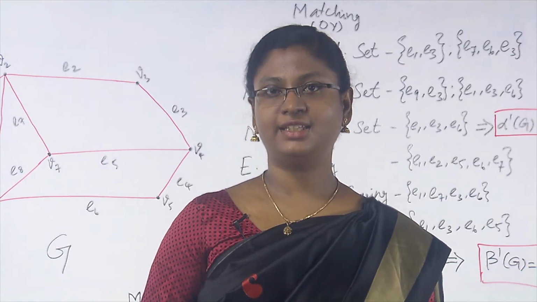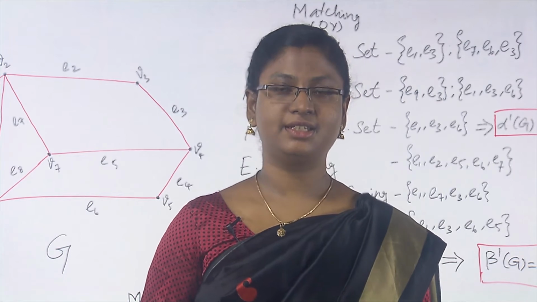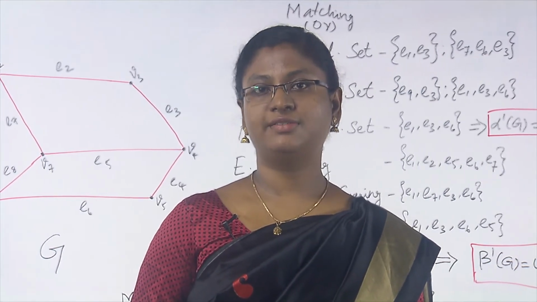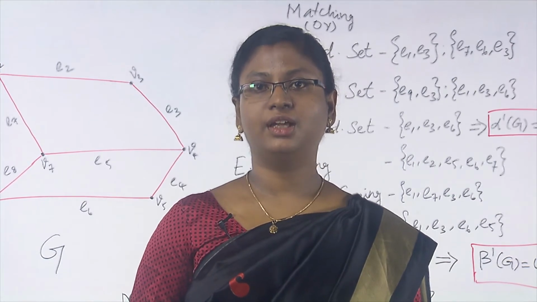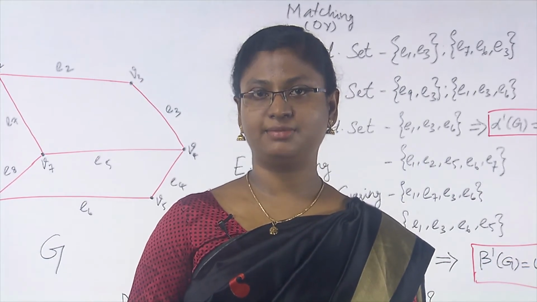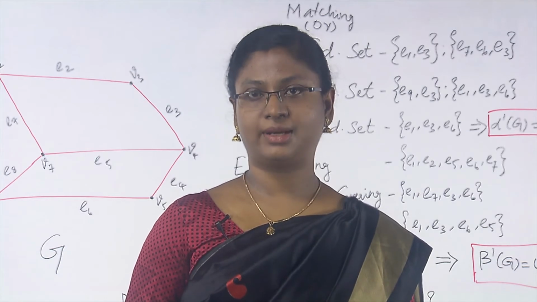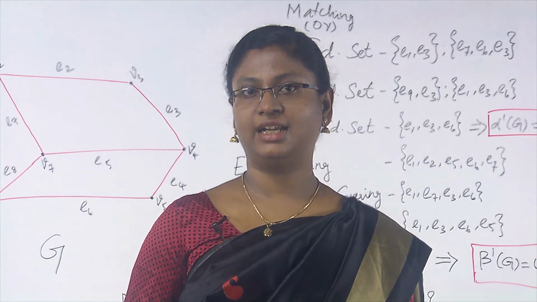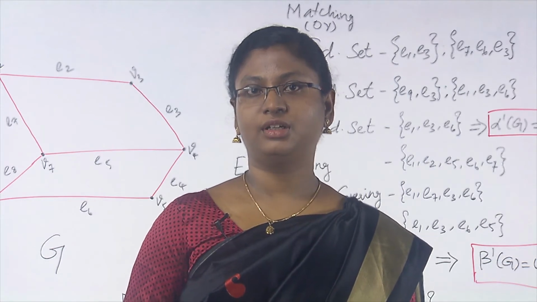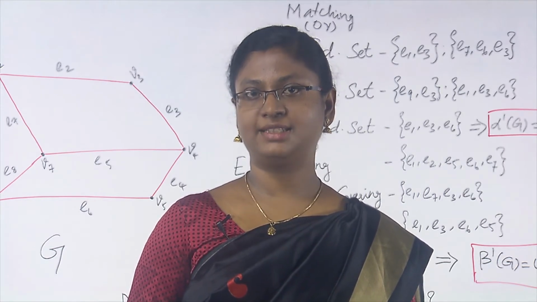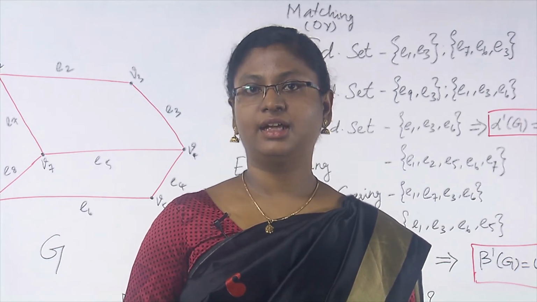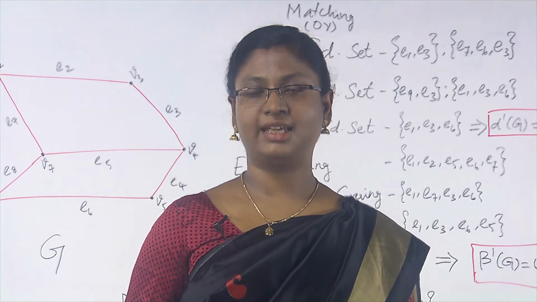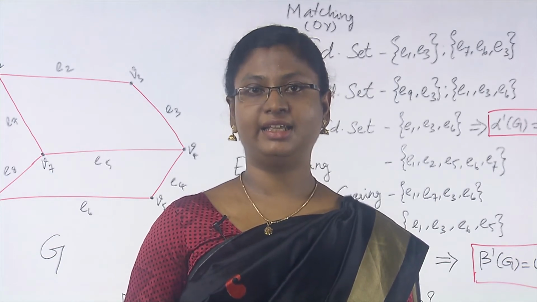We have already seen the definition of edge independent set. The edge independent set is also called a matching. We will now see the definition of maximum matching. A matching M of G is maximum if G has no matching M dash such that cardinality of M dash is greater than cardinality of M. Next, let us see the definition of a maximal matching in a graph. A matching M is maximal if G has no matching M dash strictly containing M.